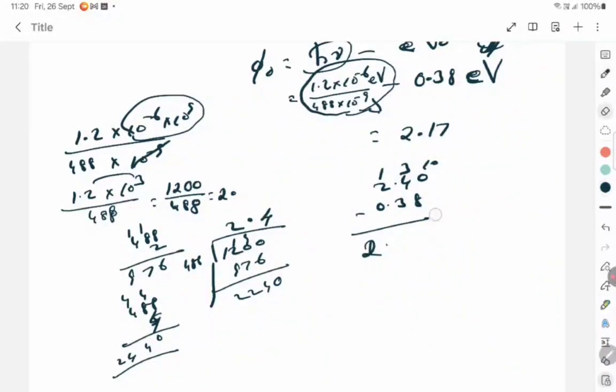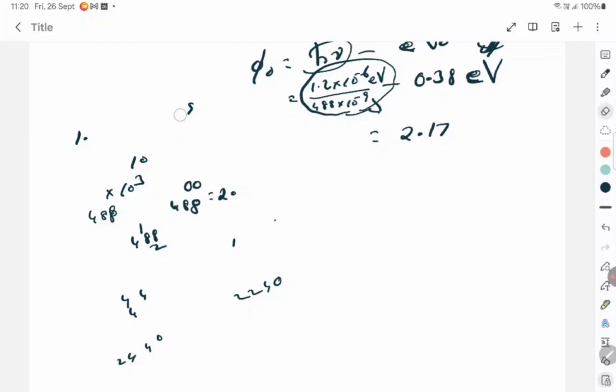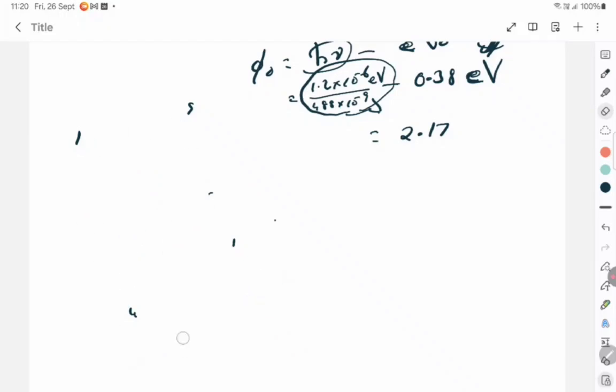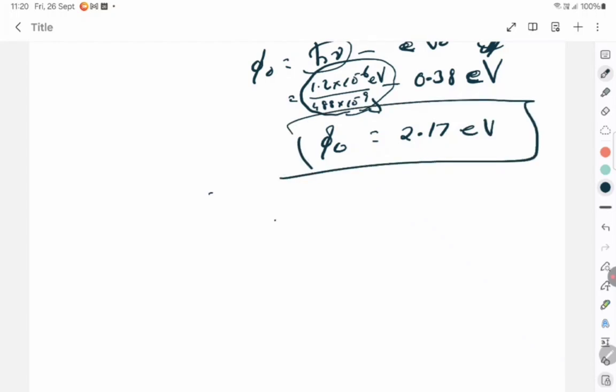Yeah, closer to it. So do the complete division, don't stop with this 2.40, continue to divide further and you get the answer. Just continue the division part and write your answer. So you get the work function in electron volt, and that's exactly what you want. You don't want answers in joules in this question.